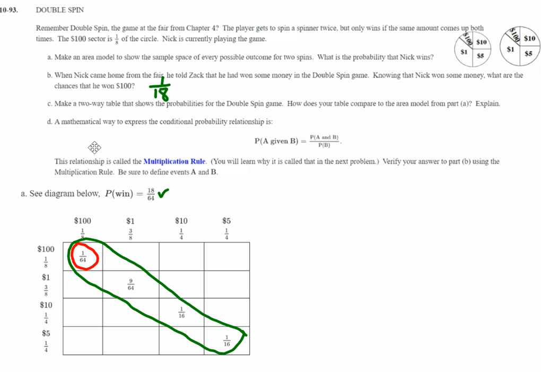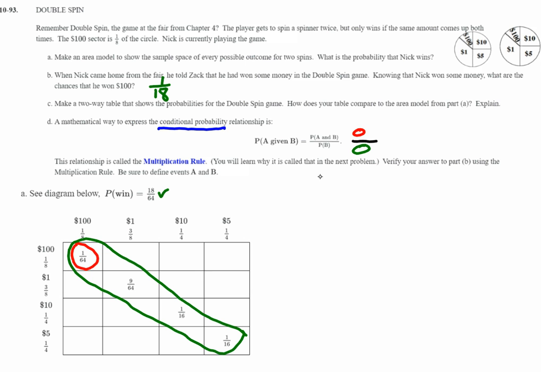So we're going to switch our focus to the multiplication rule. So the multiplication rule, or mathematical way to express conditional probability, is kind of what we're doing with the circles here. It says the probability of A given B. Well, the probability of A given B is the probability of A and B. That's the red. So red divided by green.